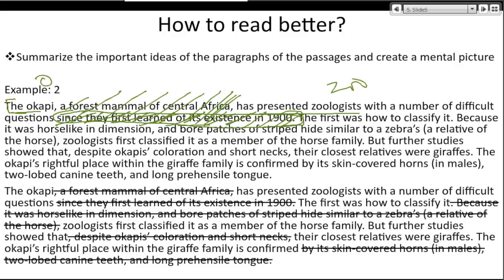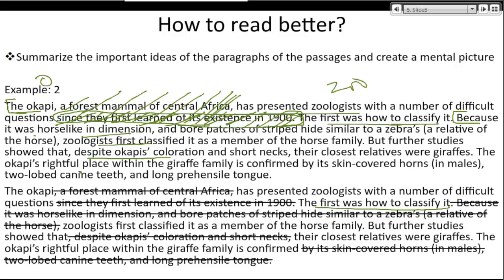But the important thing is it has presented zoologists with difficult questions. The first was how to classify it. Because it was horse-like in dimension and bore patches of stripes. So why should I unnecessarily bother about it? But I must know that the first difficulty was classifying it, and this is basically explaining how that difficulty emerged.